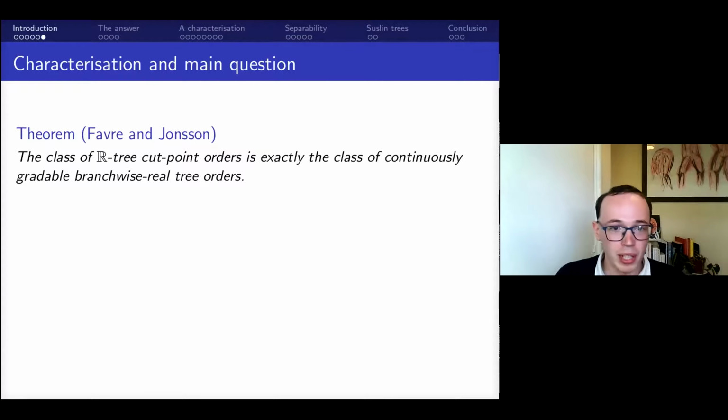Okay, so let me now state the characterization which Favre and Jonsson obtained. The characterization is that the class of R-tree cut point orders is exactly the same as the class of continuously gradable branchwise-real tree orders.